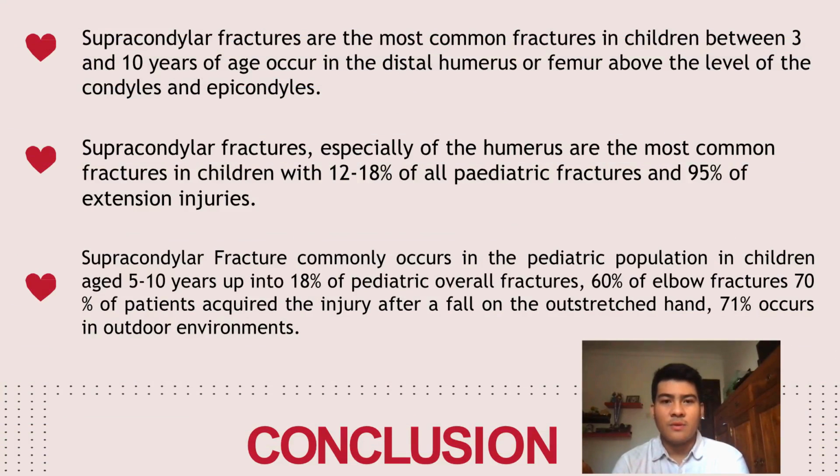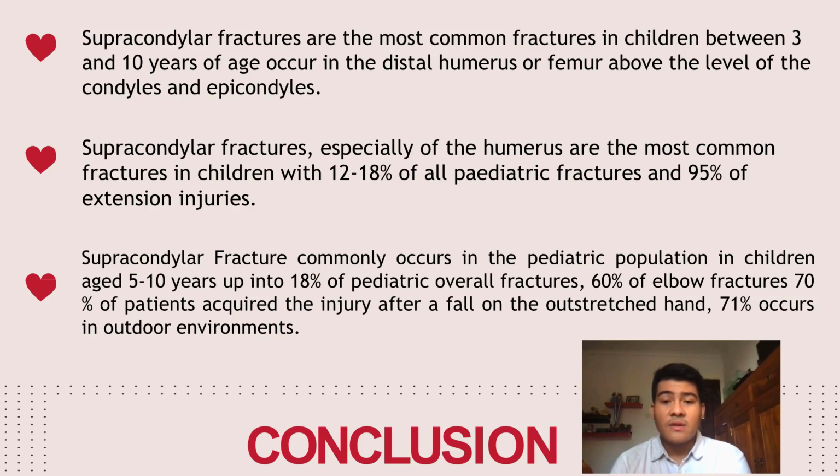Hello guys, my name is Putra Binamasaranardika, with student number 239. Now I'll give you the conclusion for this research. Supracondylar fractures are the most common fractures in children between 3 and 10 years old, occurring in the distal humerus or femur above the level of the condyles and epicondyles. Supracondylar fractures, especially of the humerus, are the most common fractures in children, at 12 to 18% of all pediatric fractures, and 95% are extension injuries.